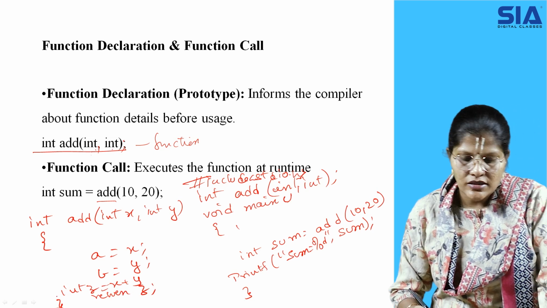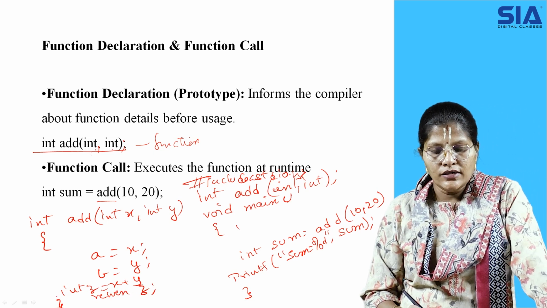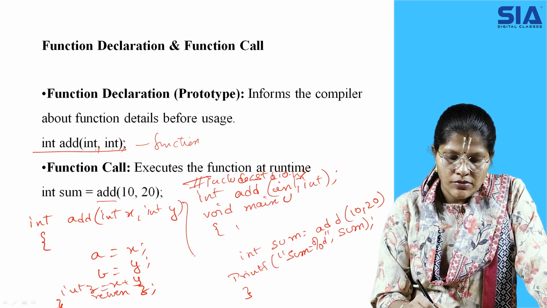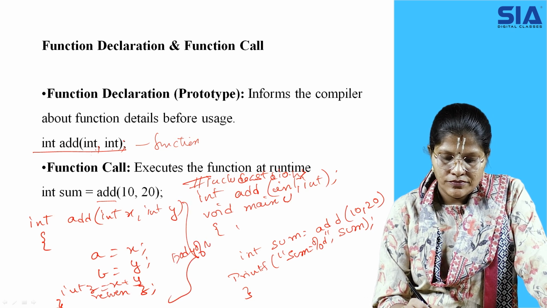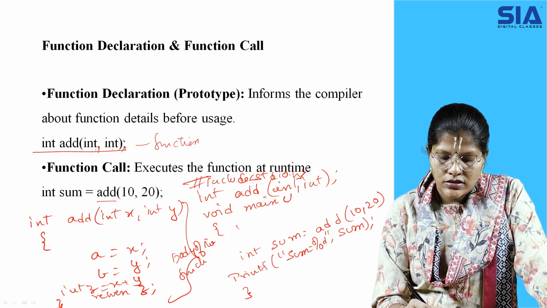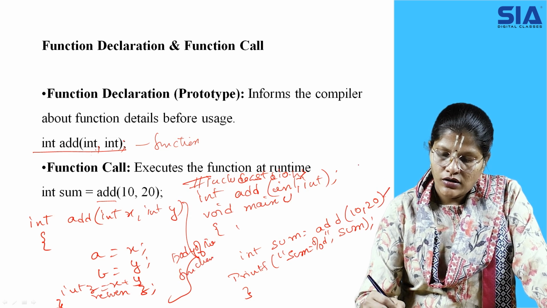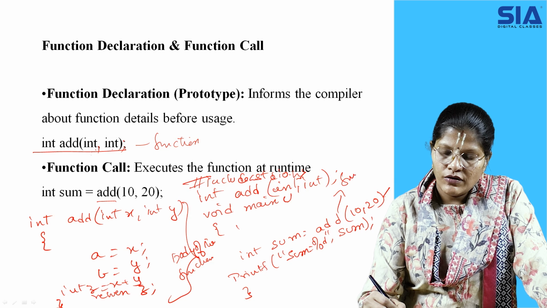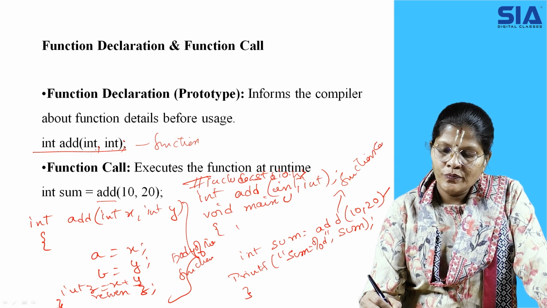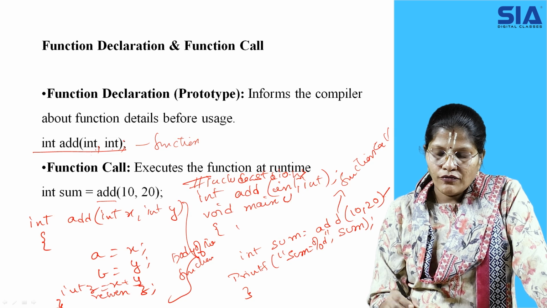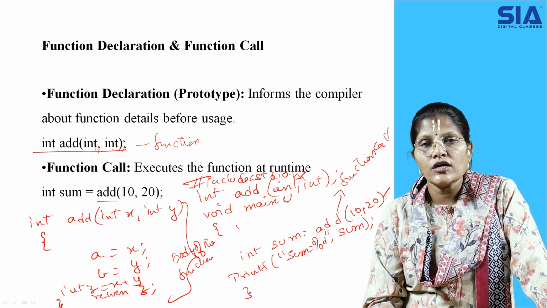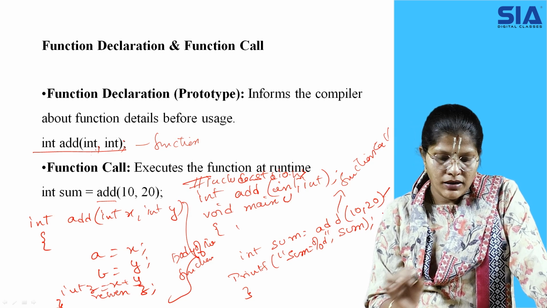Now whenever you are doing it, this is said to be the body of the function. This is said to be the function call. Who is calling whom? That is main calling the add function to perform an addition of two numbers which have the values 10 comma 20.